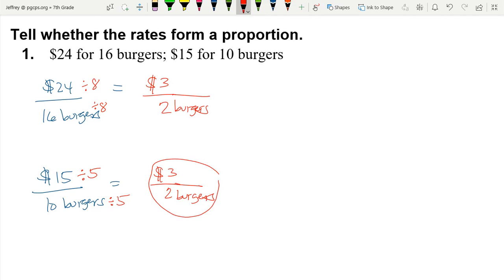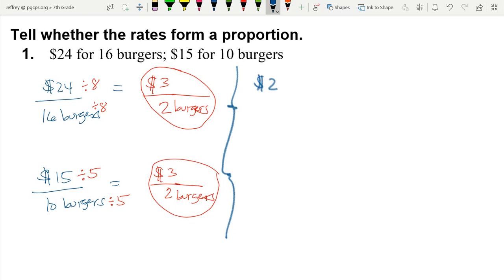Now, why did I not use cross products here? Because if I use cross products, it might not make sense for you. It makes sense for when we simplify these rates. If you want to use unit rate, you can.